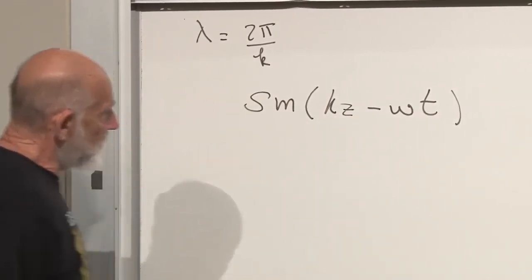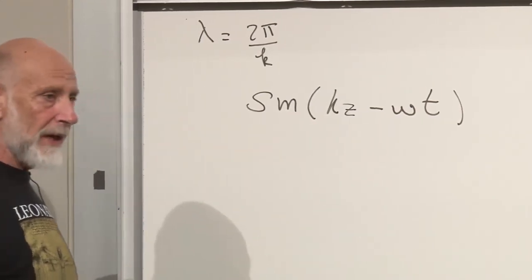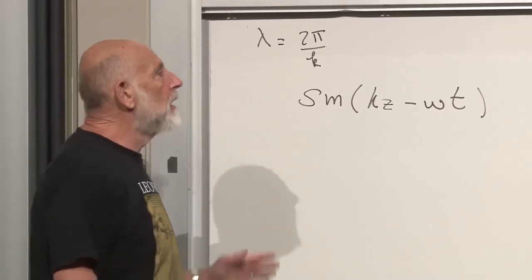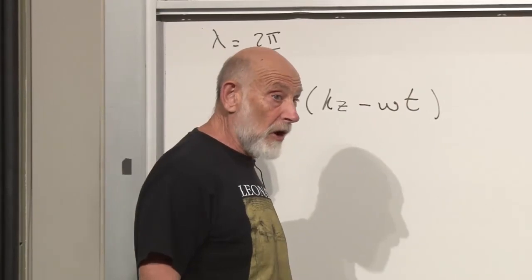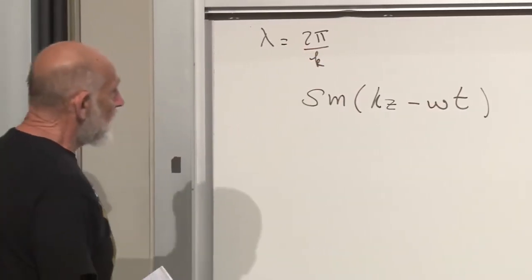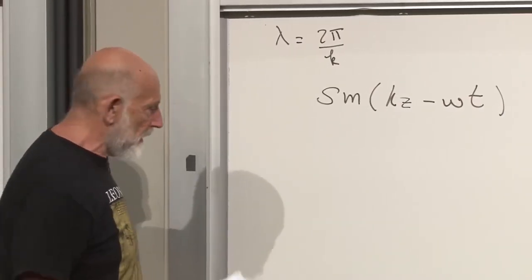Z-axis. This is a wave going down the z-axis with wave number k, frequency omega. But which components of the field are we talking about? Well, we will assume all components of the field that are non-zero have exactly this form. So let's write out a generic form of this type.